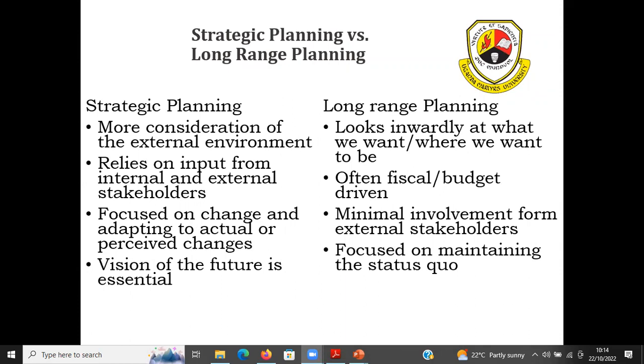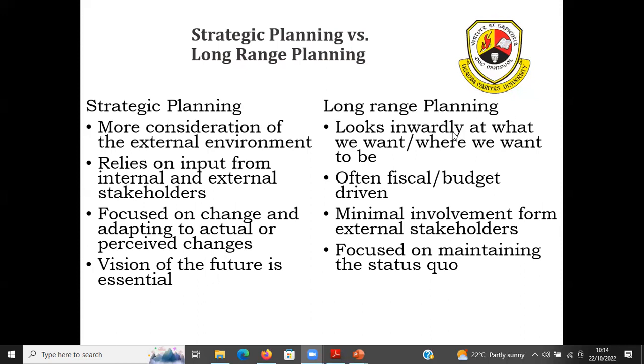Now, there's a difference between strategic planning and long-range planning. The first, with strategic planning, we consider the external environment. We also consider the inputs from internal and external stakeholders. We actually focus on change. And then we also look at the future, the vision of the future.